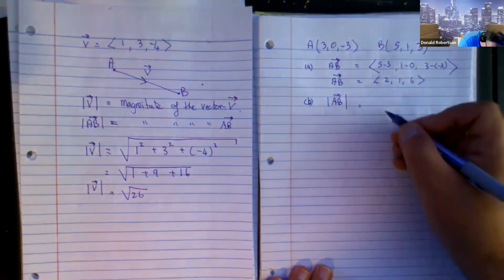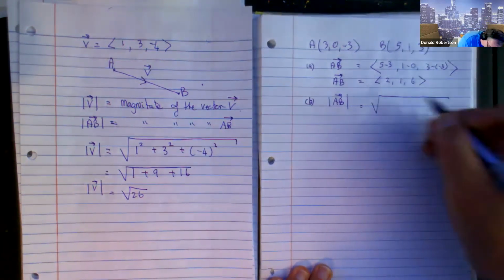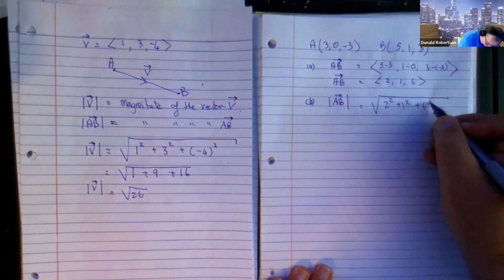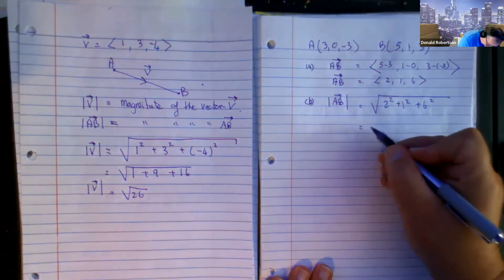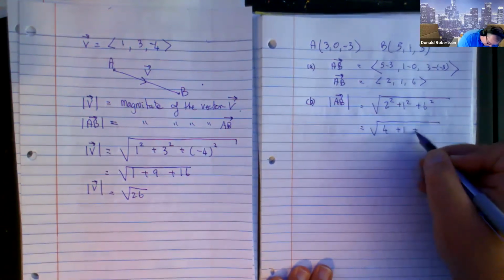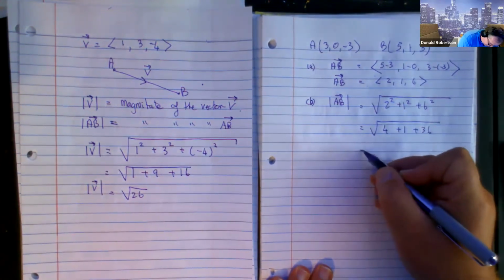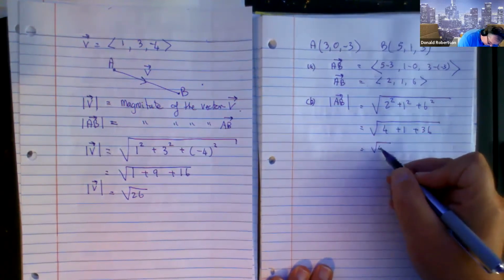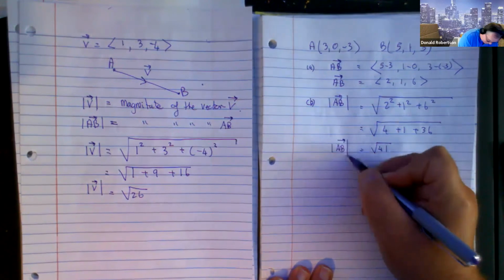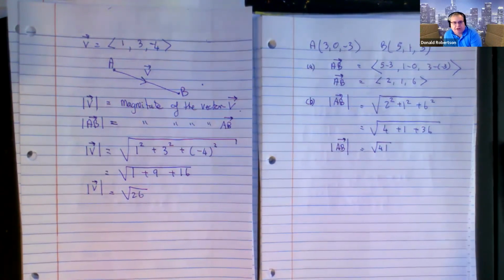Now the magnitude of that vector will simply just be the square root of each of its components squared and added. That's 4, add 1, add 36. And I believe that's square root of 41. And I'm doing a quick check in my head. Nope, I can't simplify it, so that's the answer. Right, can't make it look better.